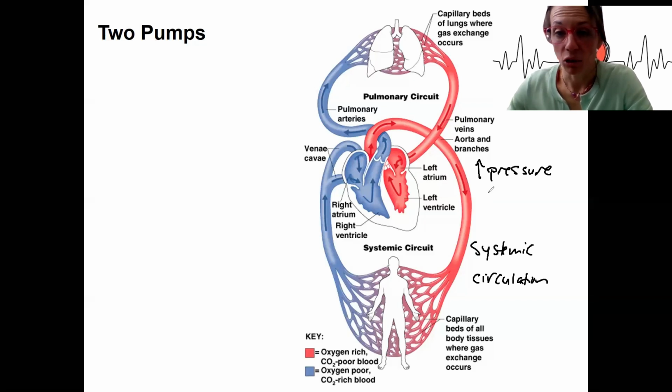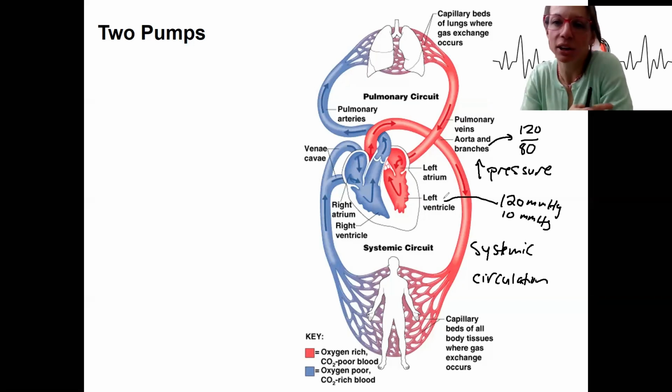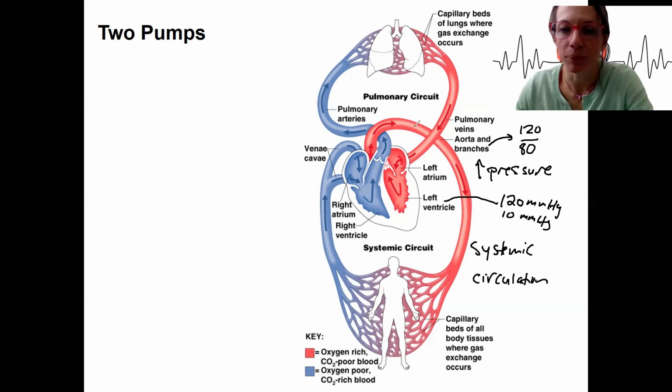So we'll look at this again. You may have heard these numbers. In the left ventricle, pressure is 120 millimeters of mercury when it's contracting, and goes down to about 10 when it's relaxing. At the aorta, this is where we measure blood pressure. So there is about 120 over 80. Actually, not at the aorta, it's at your brachial artery, but that is basically the same as your aorta.